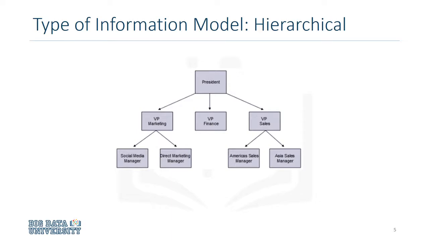The first hierarchical database management system was the Information Management System released by IBM in 1968 and was originally built as the database for the Apollo space program.